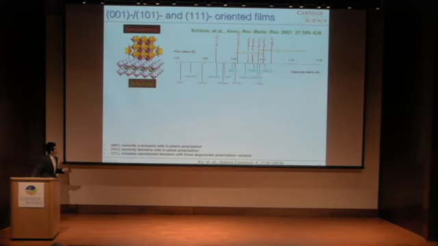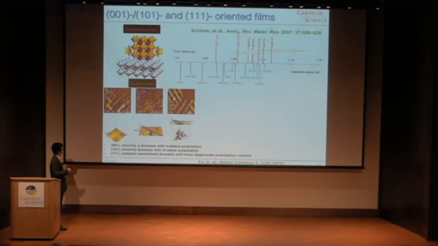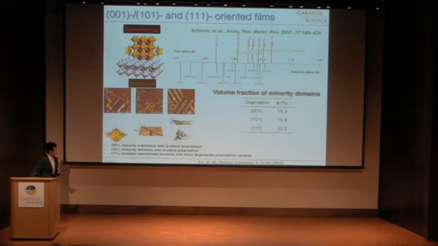Okay, now I'm going to switch to another project, in collaboration with Professor Lane Martin at UC Berkeley. As we all know, strain engineering is a powerful tool to control the domain structure in ferroelectric thin films. Our collaborators did really nice work. They showed that the orientation of the substrate can also serve as a control knob for domain structures. As you can see in these 001 and 101 oriented thin films, minority domains have polarization in plane.